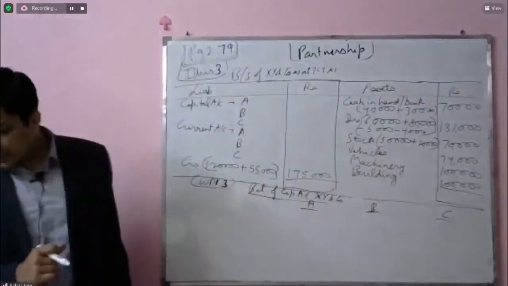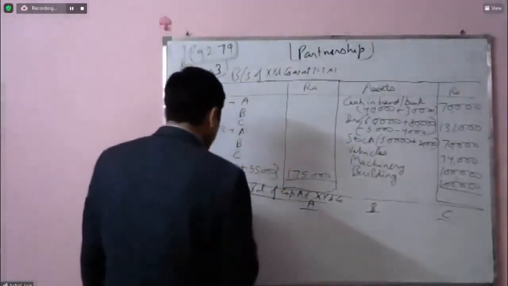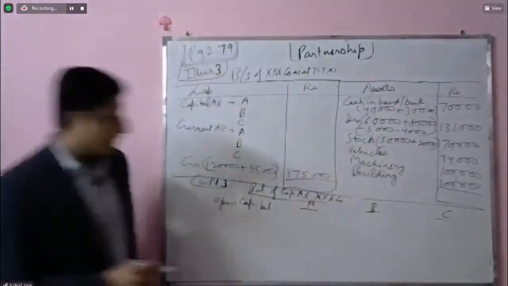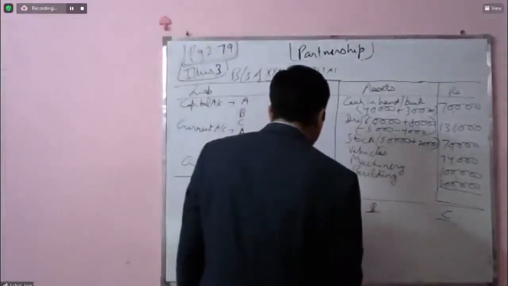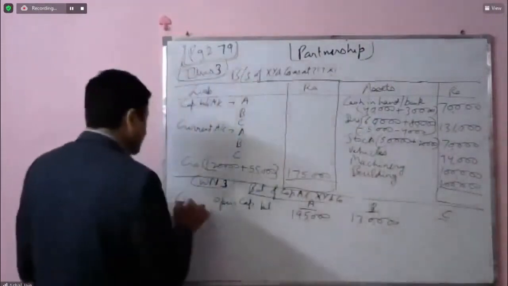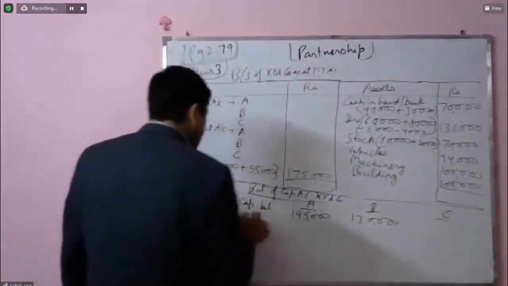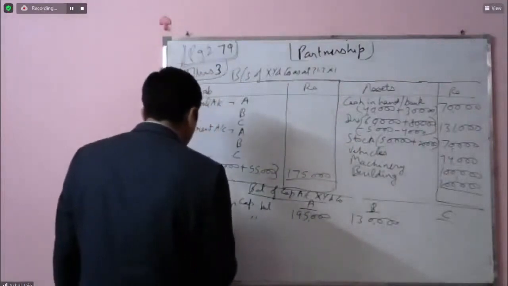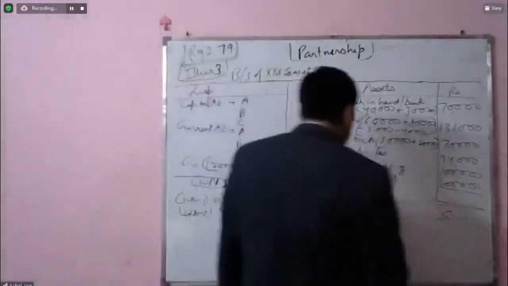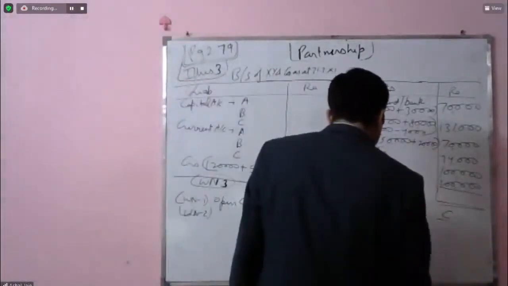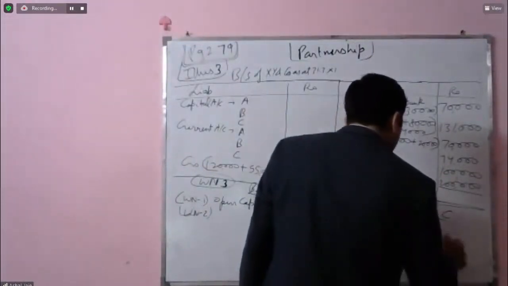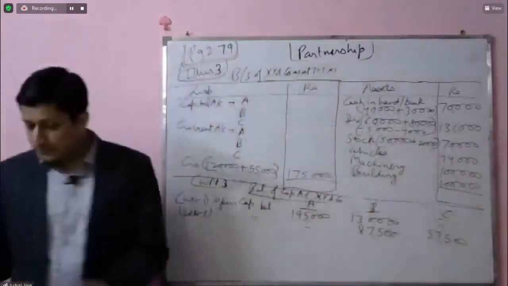So their opening capital balances. This is 1,95,000 for A, which we computed. 1,30,000 for this, which we computed, and this was working note number 1. Then the opening capital balances which will come from working note number 2: it will be B, 87,500, and 57,500 for C. Clear? Yeah.